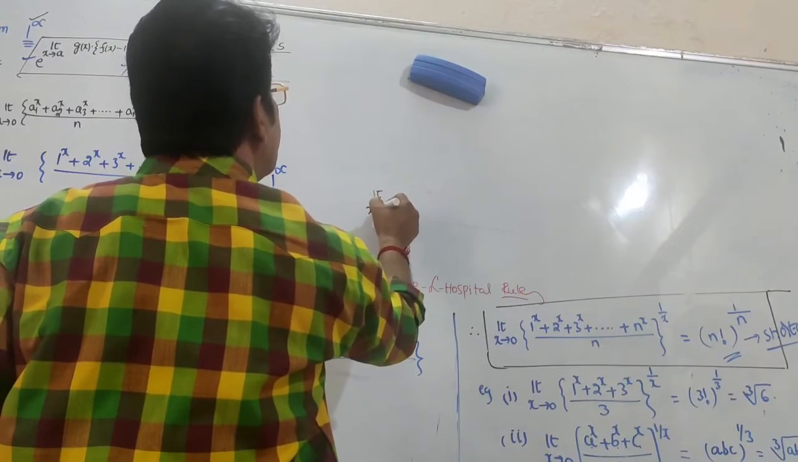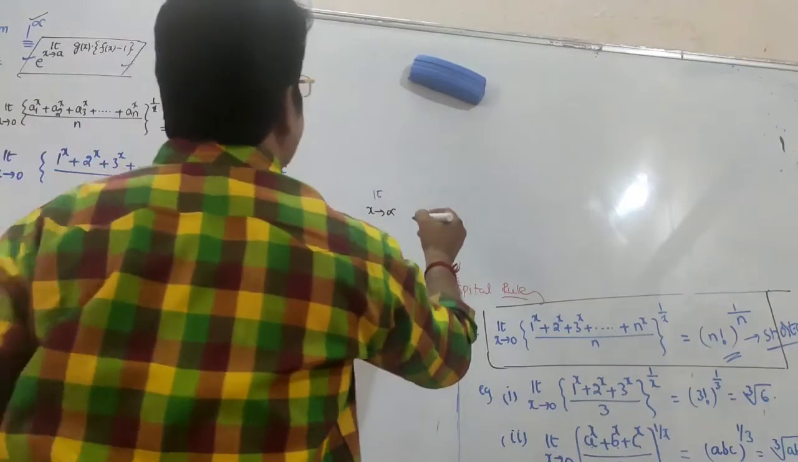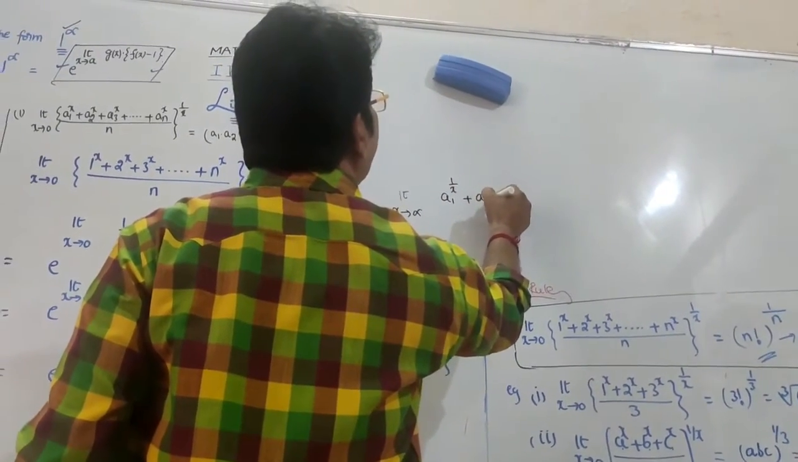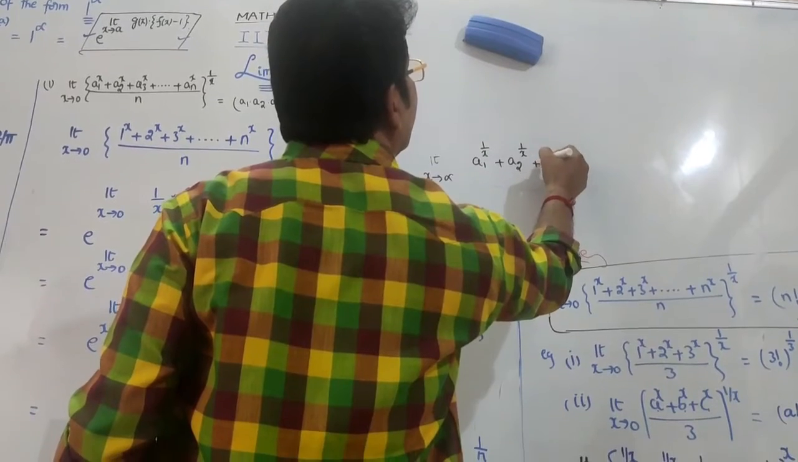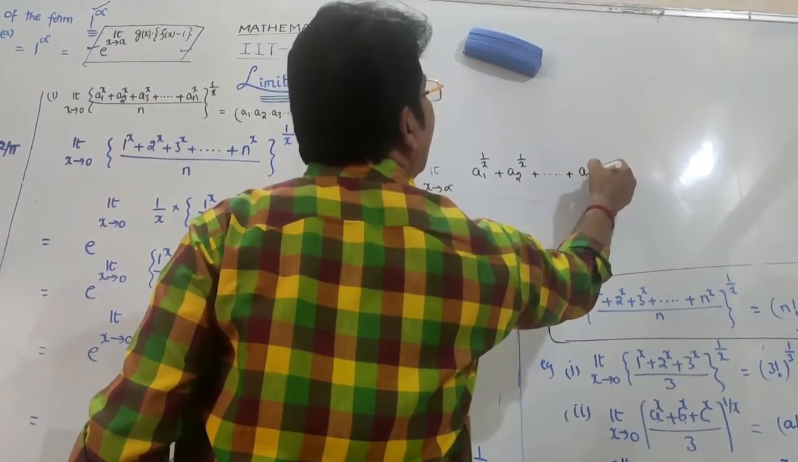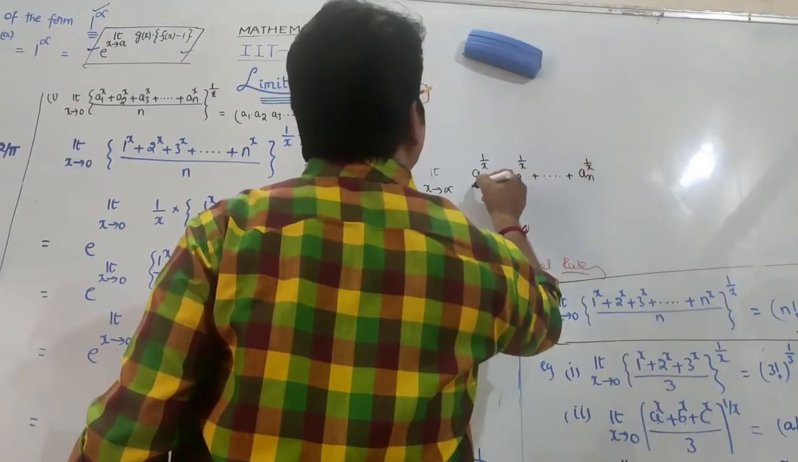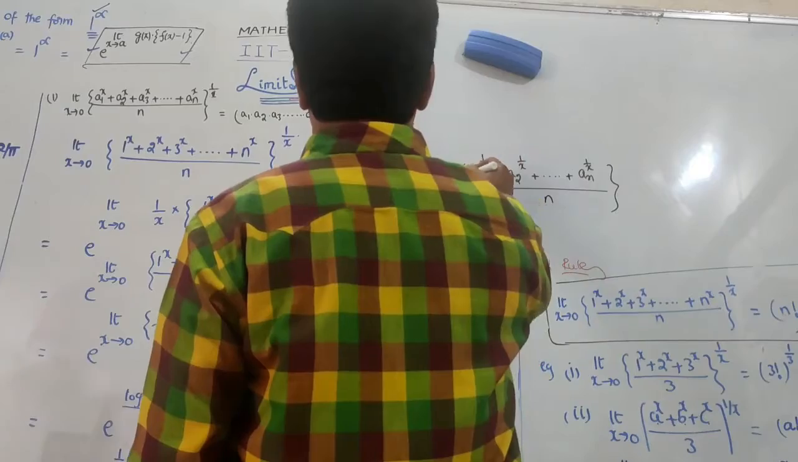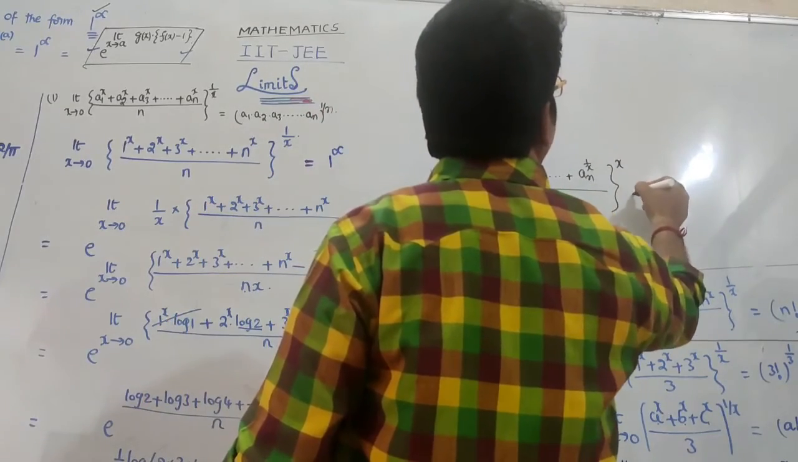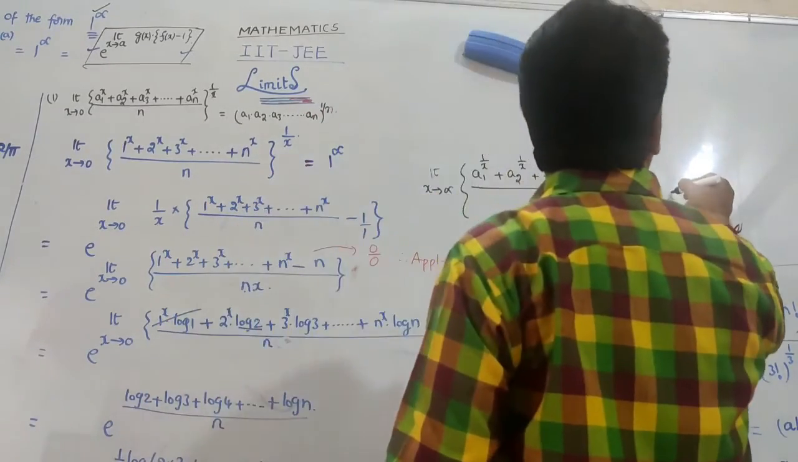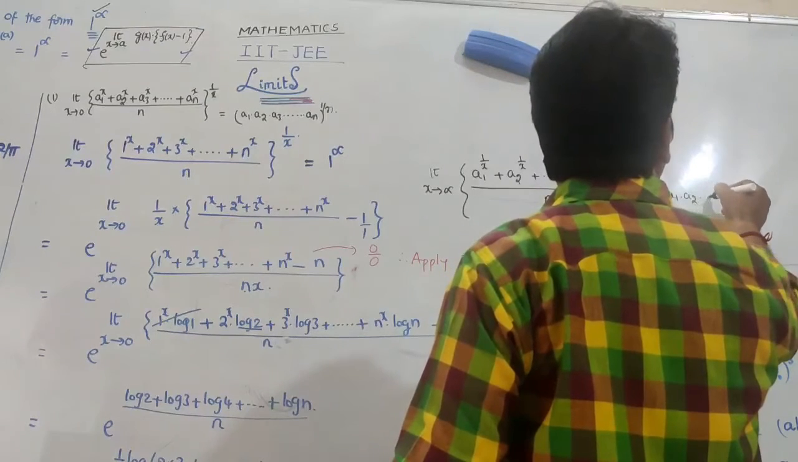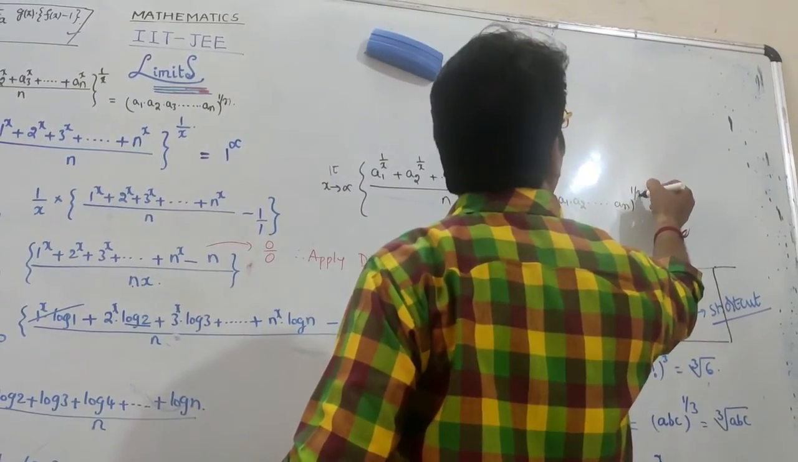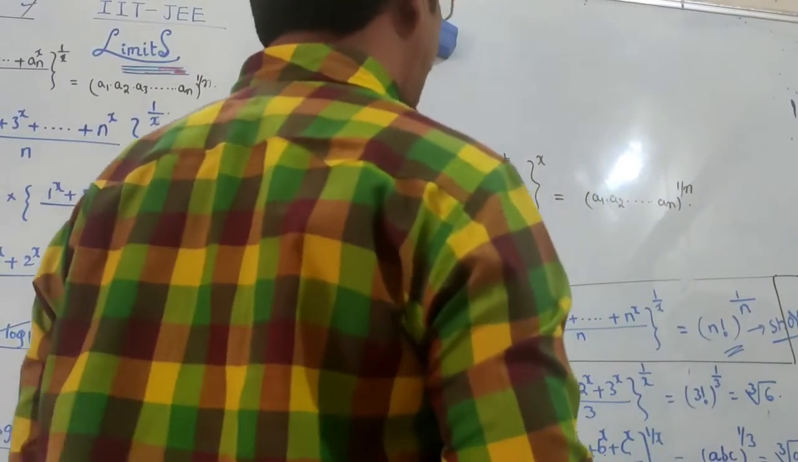Limit x tends to infinity, (a1^(1/x) + a2^(1/x) + and so on + an^(1/x)) divided by n, whole to the power of x, that is equal to the same answer: the product of the numbers a1 into a2 into and so on an, whole to the power of 1 by n, or the nth root, we can write like that.